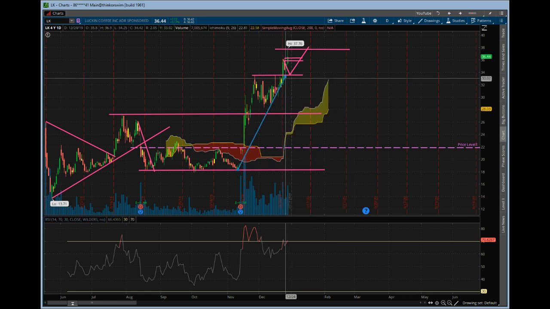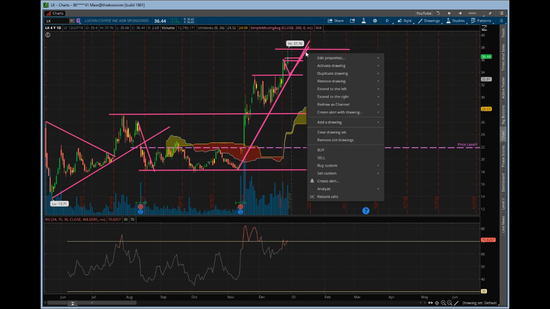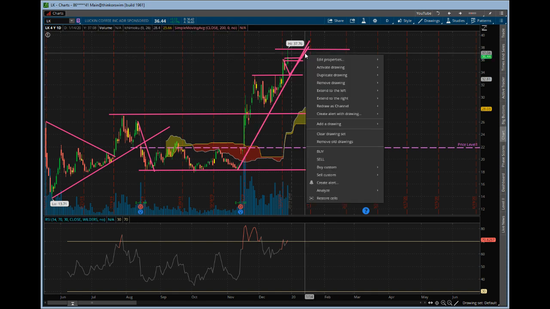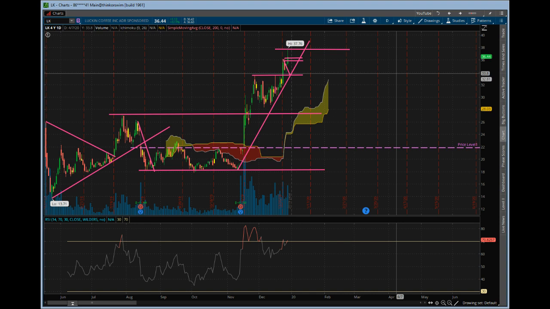And it does continue to hold trend here. So let's go. There's your highs. There's your trend line. So yeah, still bullish until proven otherwise. Just watch out for that upper shadow.